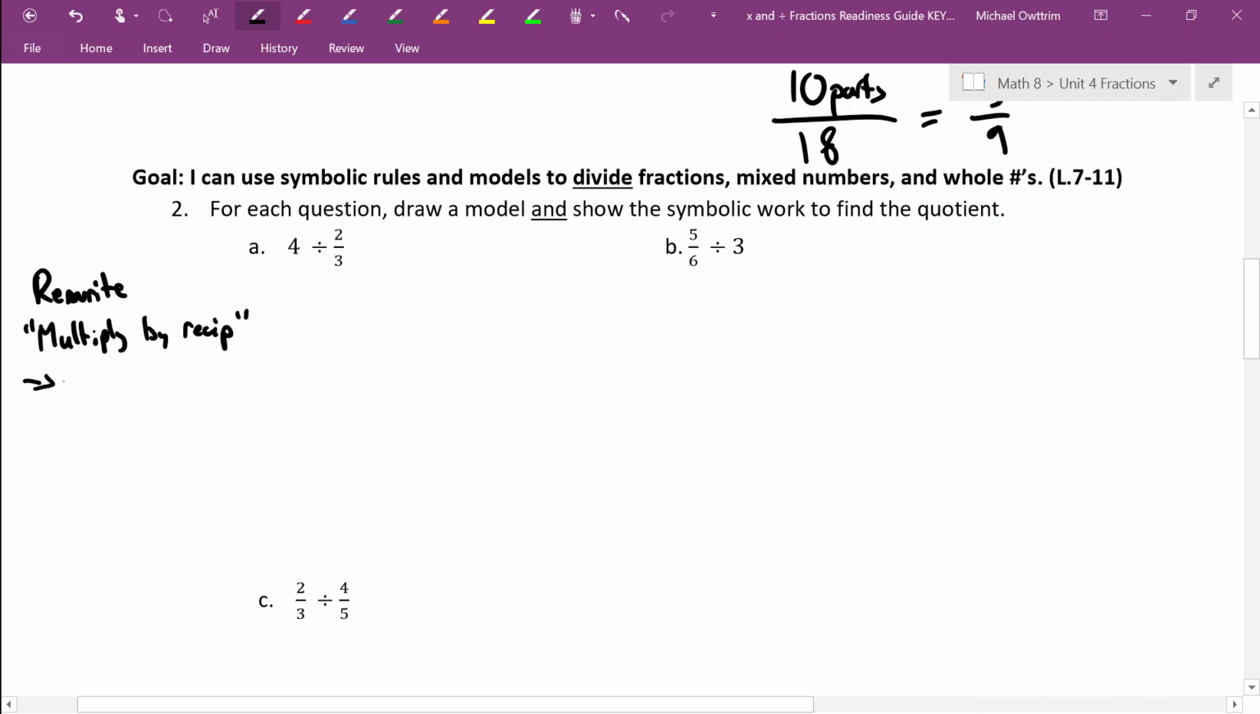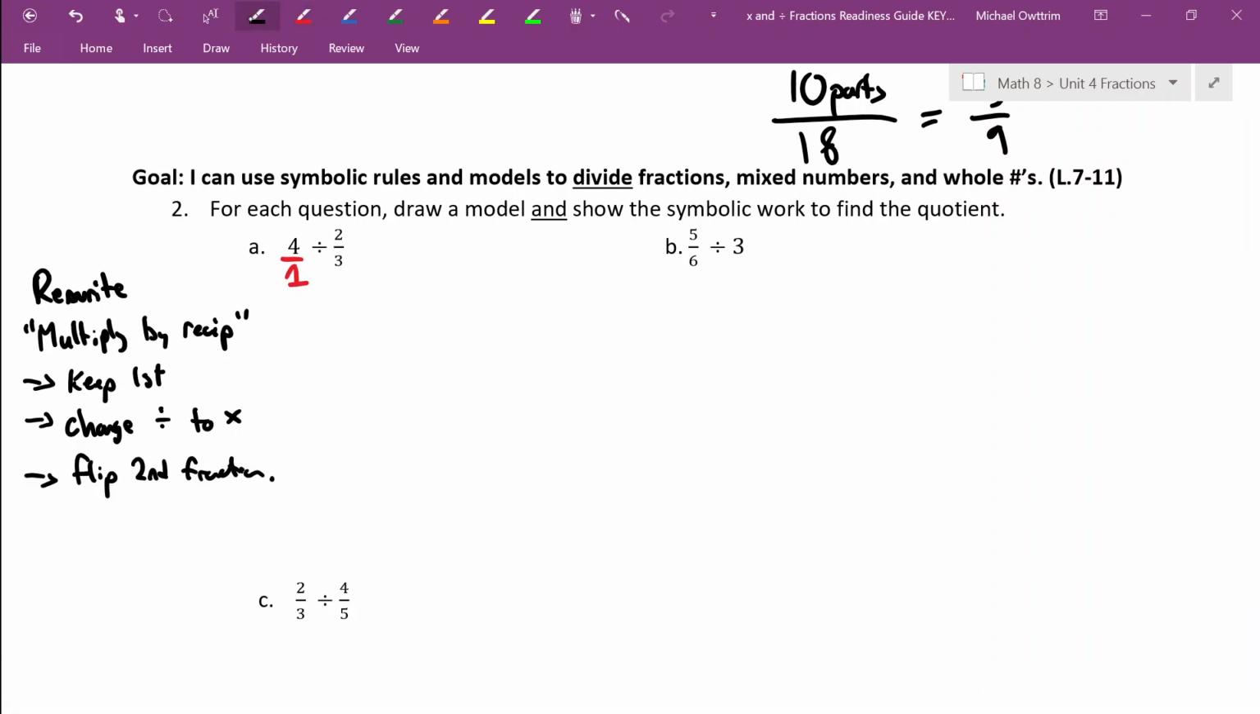And so that looks like leave the first fraction. We are going to change divide to multiply, and we're going to flip the second fraction. So we're going to rewrite in question A by writing our whole number over 1. Then we are going to multiply by the reciprocal, so we'll keep that first fraction, change divide to multiply, change the second fraction to its reciprocal.